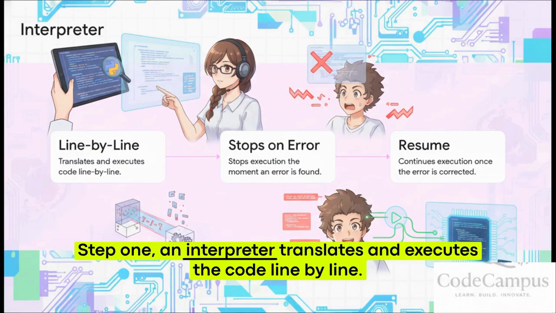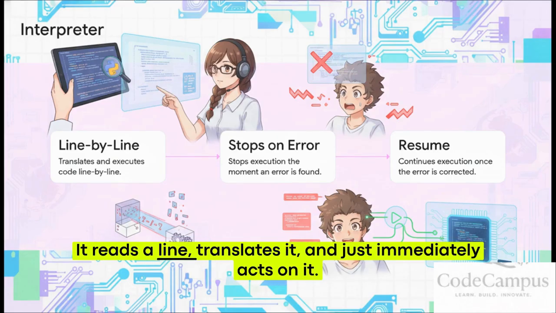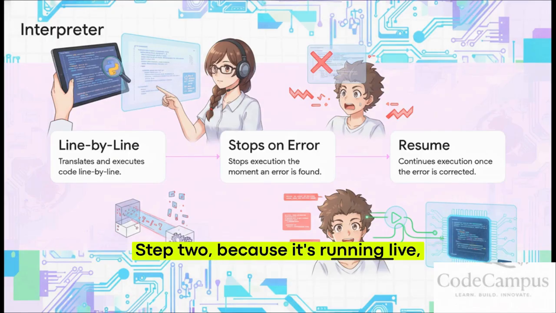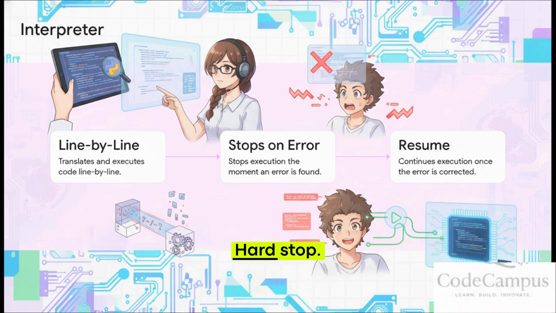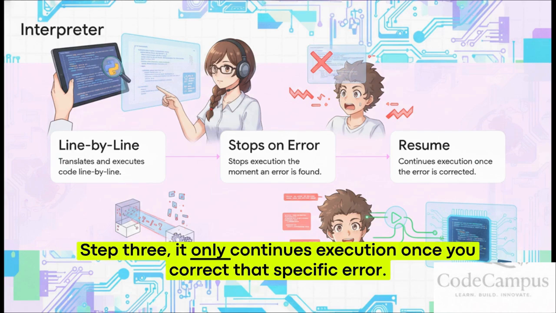Step 1, an interpreter translates and executes the code line by line. It reads a line, translates it, and just immediately acts on it. Step 2, because it's running live, it stops execution the exact moment an error is found. Boom, hard stop. Step 3, it only continues execution once you correct that specific error.